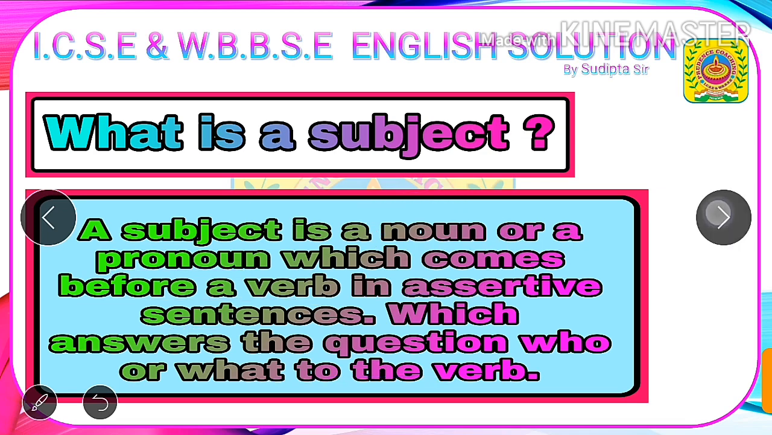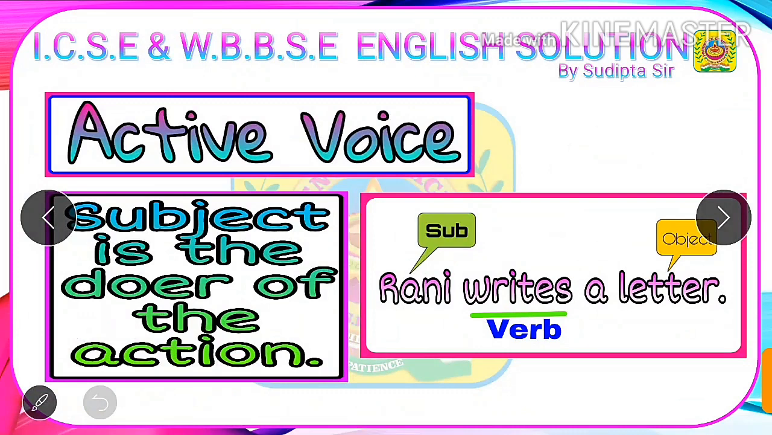Now we will start with active voice. First we will learn the definition of active voice, that is, what is an active voice. My dear students, we will consider a sentence to be in active voice if we find the subject is the doer of the action in that sentence. That means the action or the verb. If the action or the verb is performed by the subject, then the sentence will be in active voice.